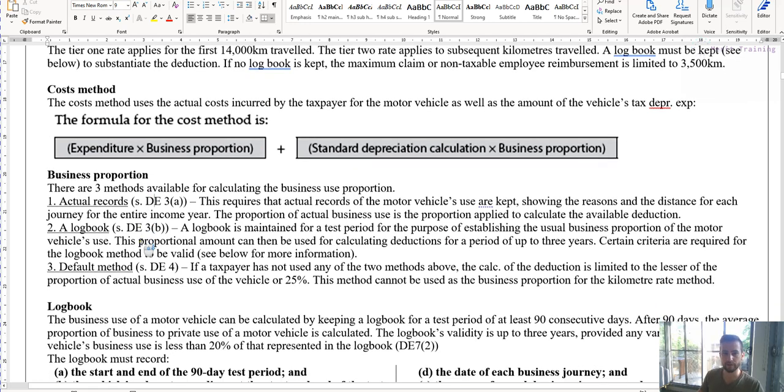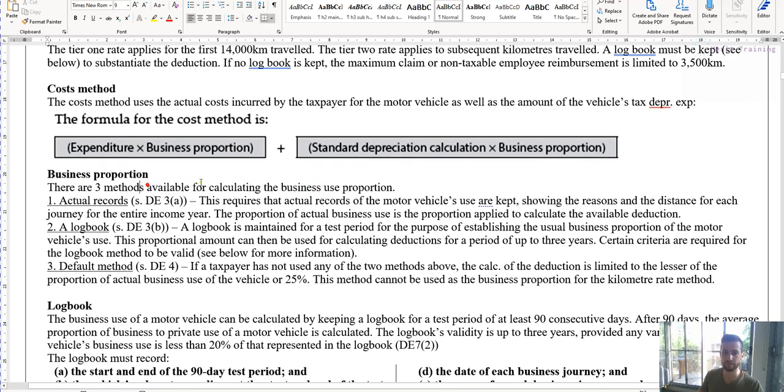So now there's three methods available for calculating this business proportion, because how do you say I've used the car 50%, right? How do you know that? Is it your guess? Is it based on kilometers? Is it based on time? Is it based on a logbook? What is it based on? So the New Zealand Tax Act outlines three methods to do so.